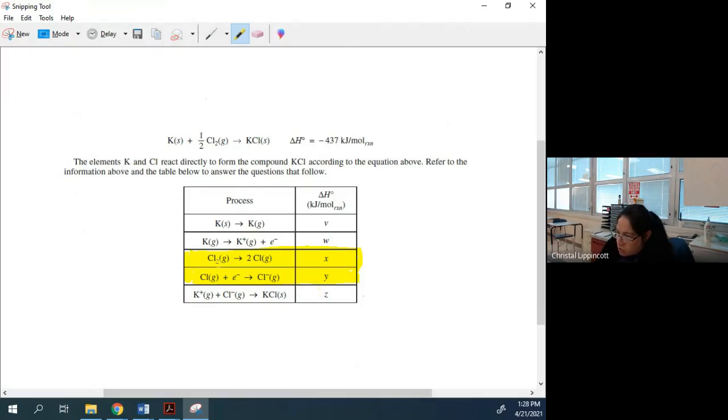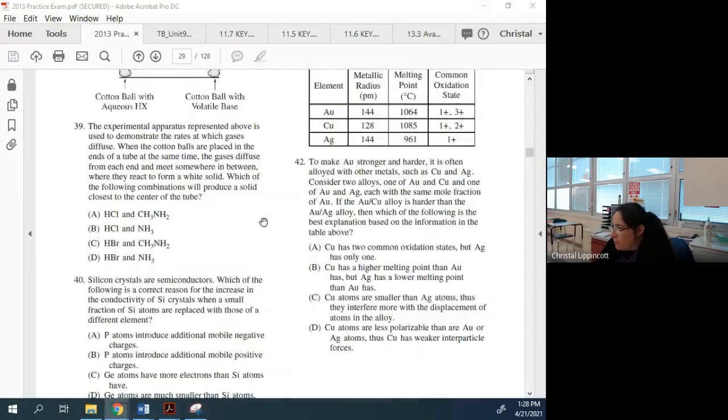So Cl2 here leads us to 2 of these. Yep, and then that's going to give off 2 of those. So you're going to double this guy because you're going to have 2 of these feeding in. So we'd have to double this. So we're going to add x plus 2y, and that gives us our answer. Okay. All right, I'm done confusing myself for that second anyway.